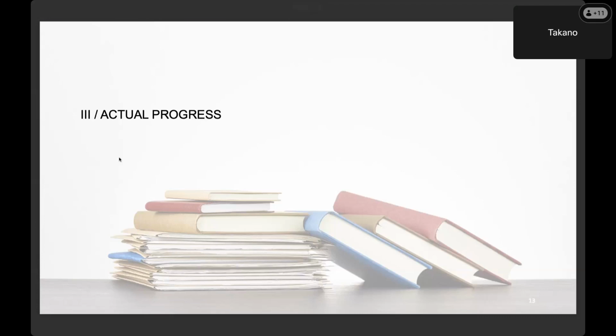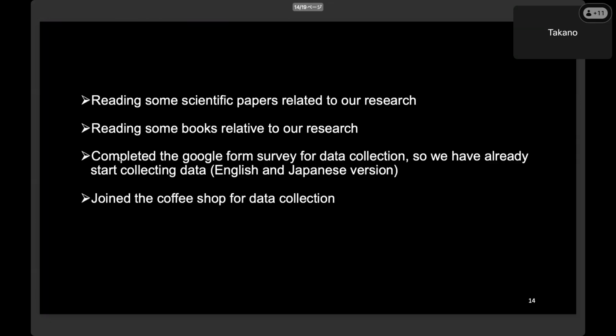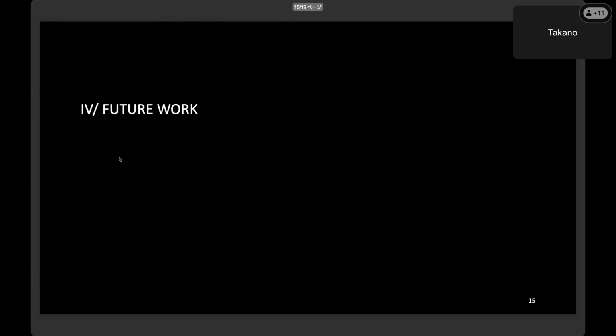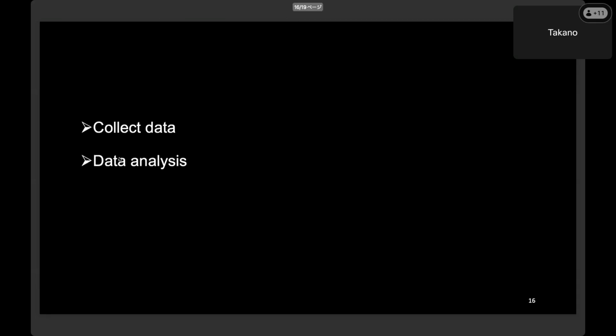So let's talk about our actual progress. We are still reading some articles related to our research and also some books. We also completed the survey form in two versions, English and Japanese. And we already joined the coffee shop where we collect our data. After that, we will collect data. This is already ongoing. And after that, we will analyze them.